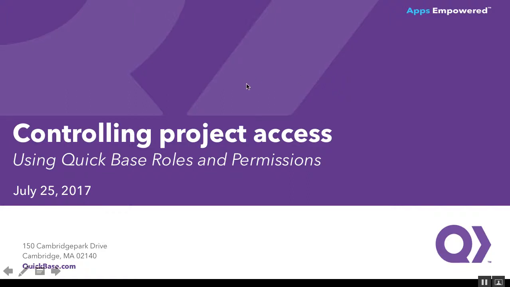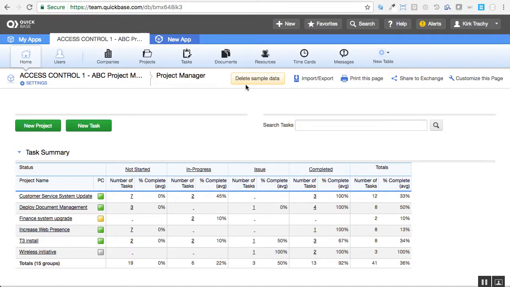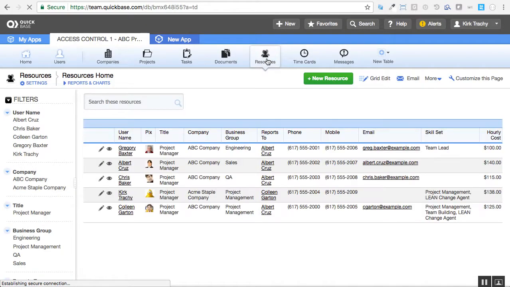You can do virtually anything with QuickBase roles and permissions. Let's take a look at a particular use case. What we've got is a request to allow a team lead or a project manager to see their projects if they're one or the other person. So how are we going to do that? Well, we've got a QuickBase application here called ABC Project Manager 3, and we've got a resource table up here.